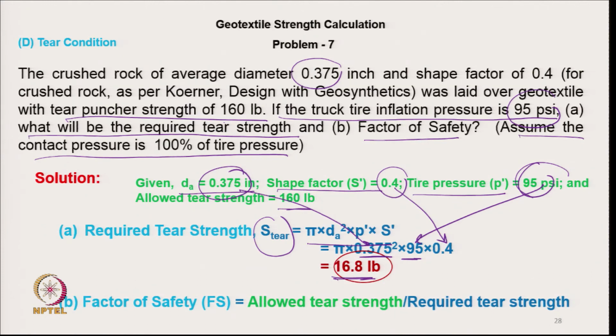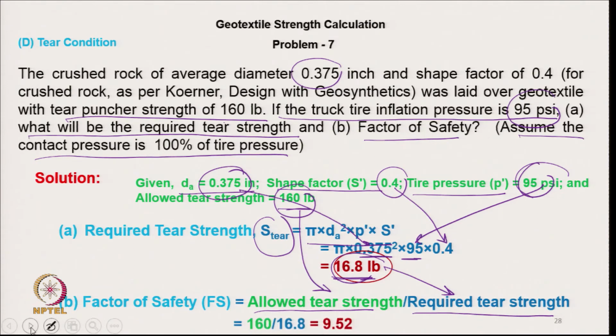So, factor of safety is equal to allowed tear strength divided by required tear strength. The allowed tear strength is given as 160 and the required tear strength is 16.8. Dividing 160 by 16.8, we get 9.52 as the factor of safety.